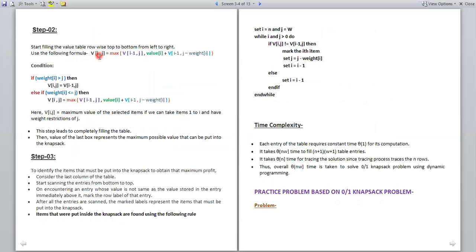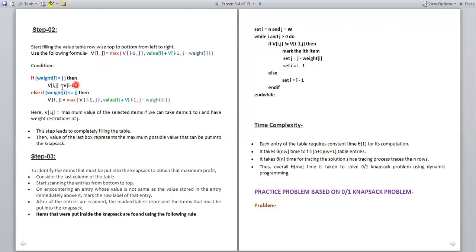How to get the value: V of i,j, that means ith row and jth column, is equal to the maximum of V of the previous row, that means i minus 1 and the same column index, compared with the item value, the value of the ith item, plus V of i minus 1, j minus weight of i, where weight of i is the ith item's weight. We compare these two values, get the maximum value and assign it to the corresponding cell.